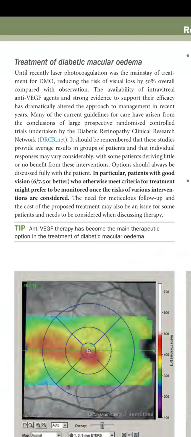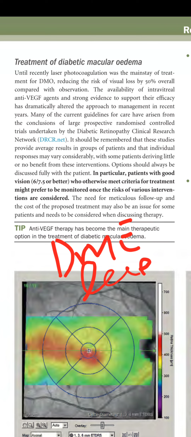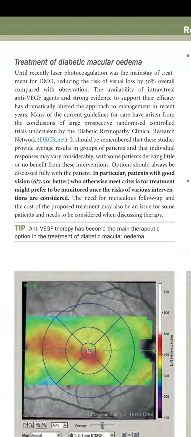So in previous years, diabetic macular edema was treated with laser photocoagulation, but now it is being replaced by intravitreal anti-VEGF. Many of the current guidelines for care have arisen from the conclusions of large prospective randomized controlled trials undertaken by the Diabetic Retinopathy Clinical Research Network (DRCR.net).